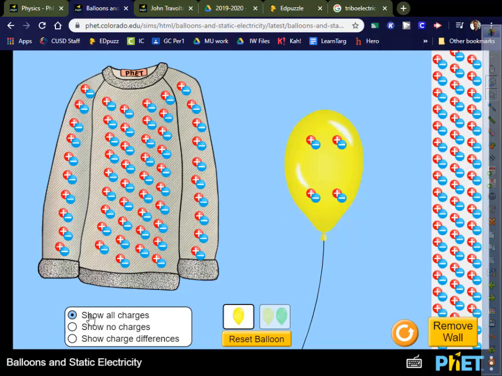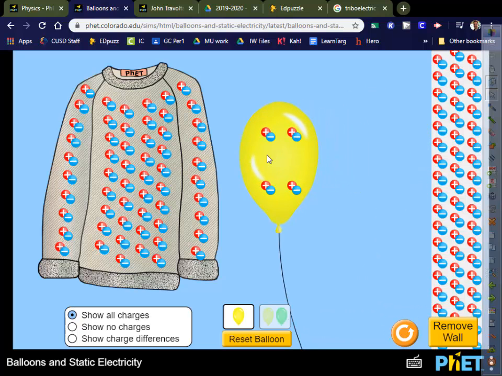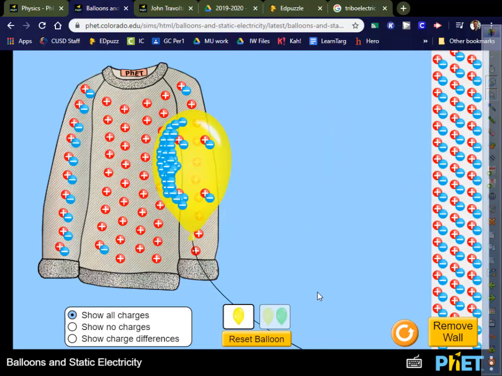I'm going to reset it. Okay? And leave it with charges. And now I want you to rub the balloon against there with the charges and tell me what happened with the charges. So when I do this, notice nothing happens when I rub a balloon against the wall. Nothing happens to the charges. Only when I rub the balloon against a sweater does something happen to the charges.